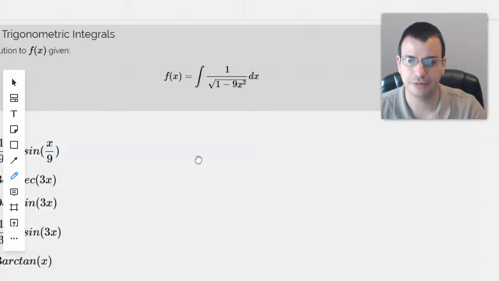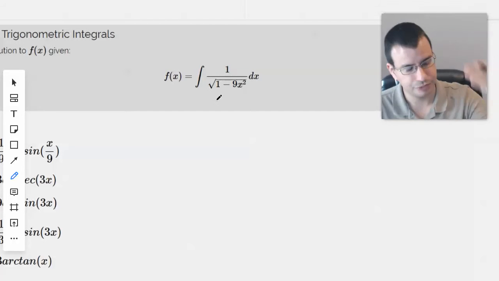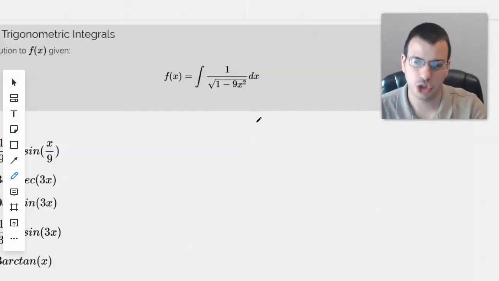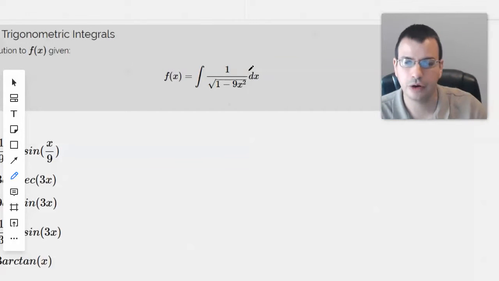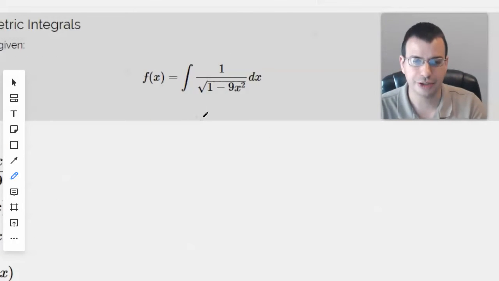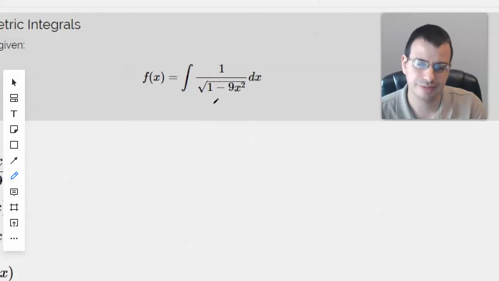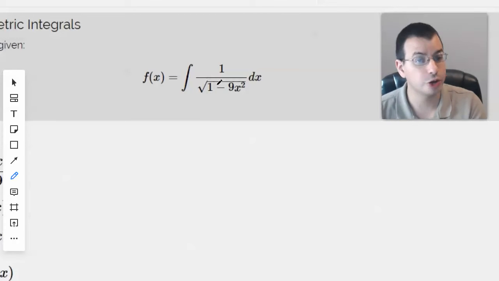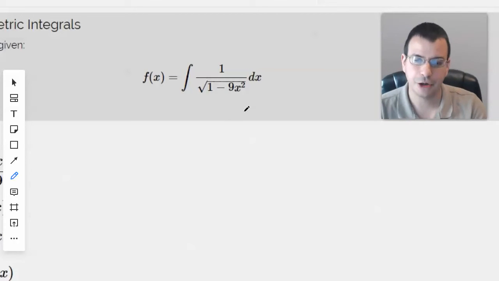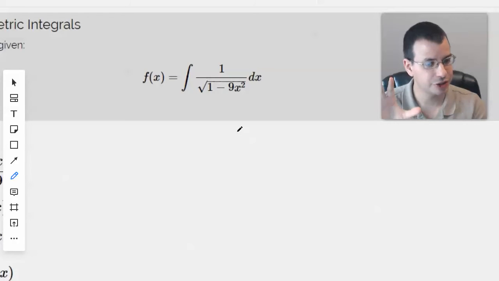So the mnemonic that I use, or the way my spider sense is tuned, is you look for two perfect squares in the denominator under a square root sign. So you see a square root sign, 1 is a square, 9x squared is a square, 3x. And so that's the cue that you're going to use inverse trig substitution.